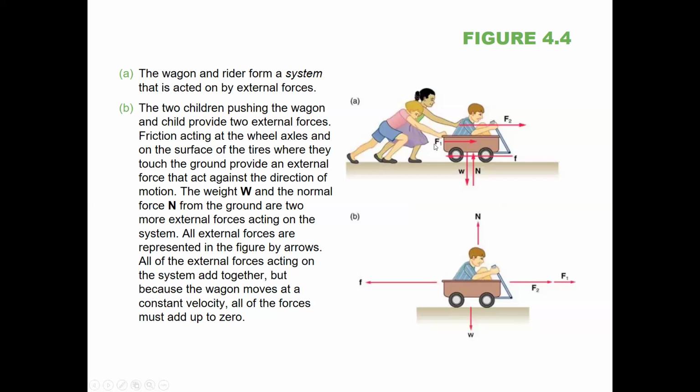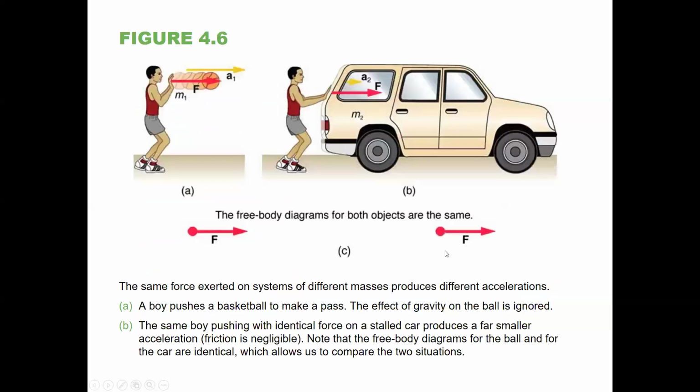So we do plus F1, force of the first child, plus F2, force of the second child, minus the friction force, because friction is in the opposite direction. You see, it's pointing opposite to the direction of movement. So we add all of them: plus F1 for this boy, plus F2 for this girl, and minus F for friction. And that will give us the net force that is being applied on the wagon.